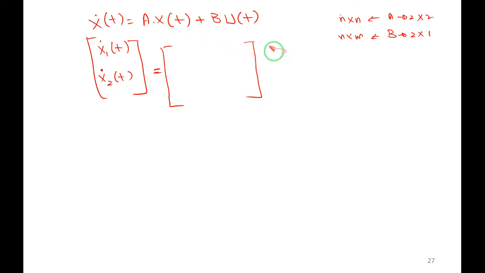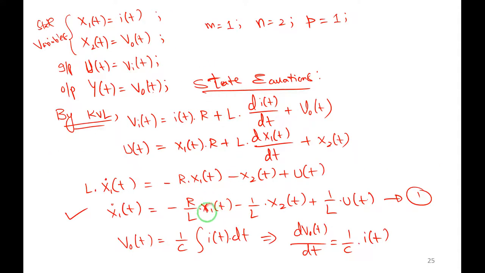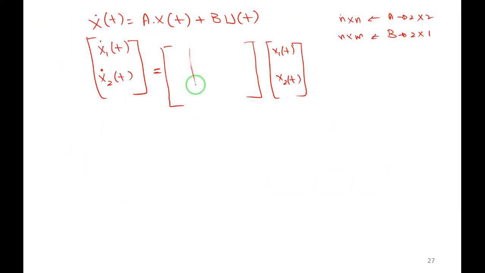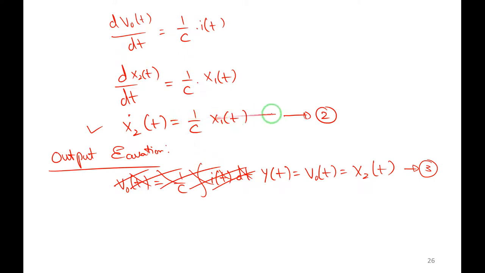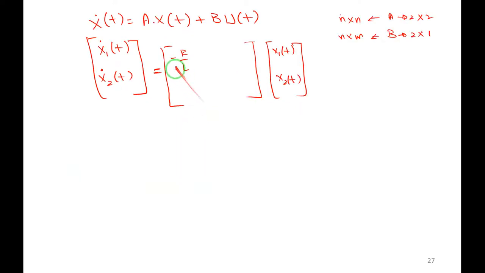What is x of t? There are two states, x1 of t and x2 of t. This is x of t, of order 2 cross 1. So what are the elements that should come in A? Go to equation 1 and observe the coefficients of x1 of t and x2 of t. For x1 of t, first we write minus R by L. For x1 of t in the second equation, it is 1 by C. So I will write 1 by C.